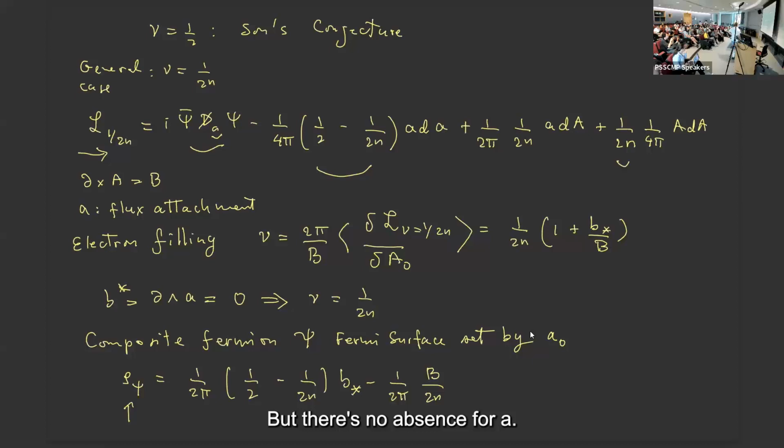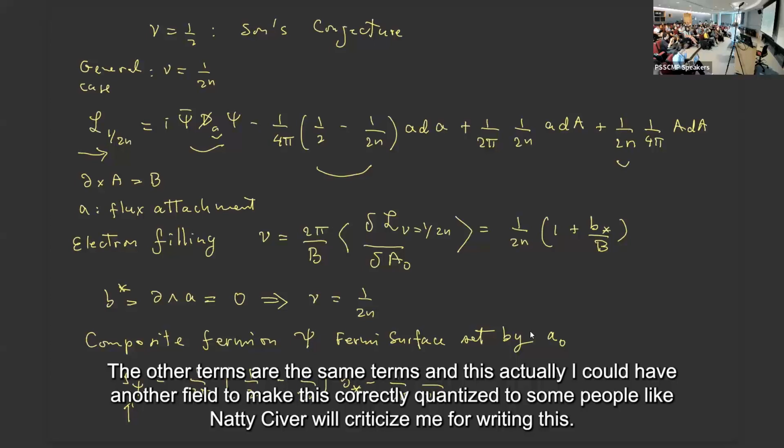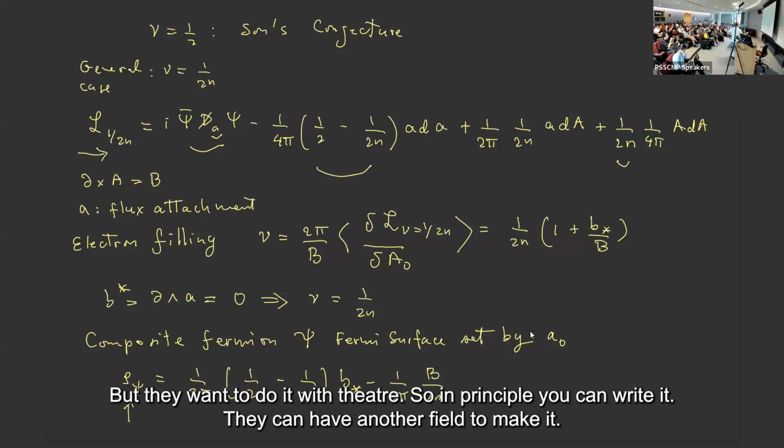And this actually, I could add another field to make this correctly quantized. So some people like Nati Seiberg will criticize me for writing this. But I want to do it with fewer terms. So in principle, you can write it. I can add another field to make it properly quantized.